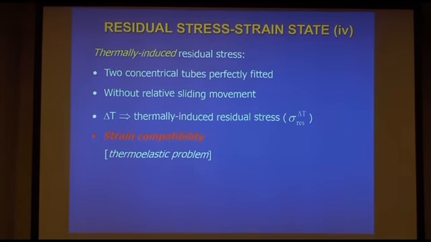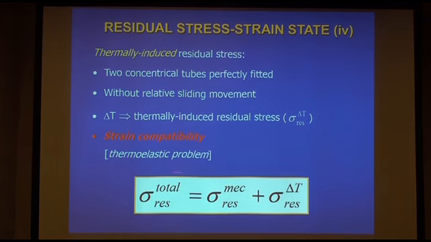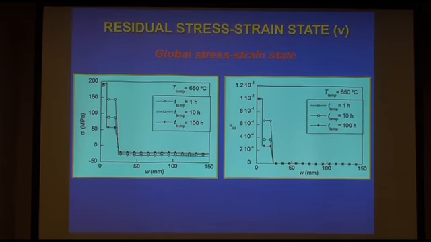Let's go to the residual stress-strain state. We have thermal-induced residual stresses. We assume 2 concentric tubes perfectly fitted with a relative sliding movement, the compatibility of strains, and we have thermal-induced residual stresses by strain compatibility. This is a thermoelastic program, and the total is the addition of mechanical plus thermally generated residual stresses. This is the global stress-strain state, and here we have the problem of the near aggressive environment area.